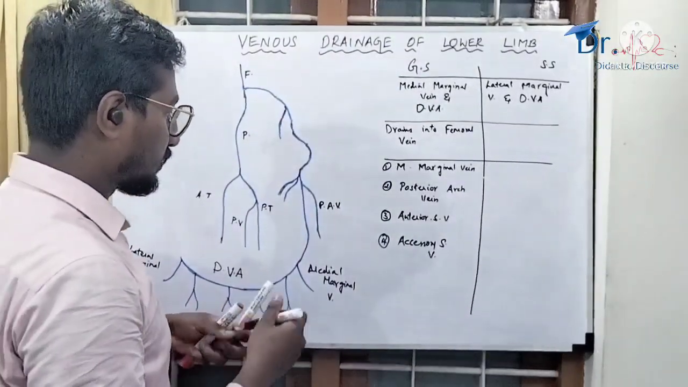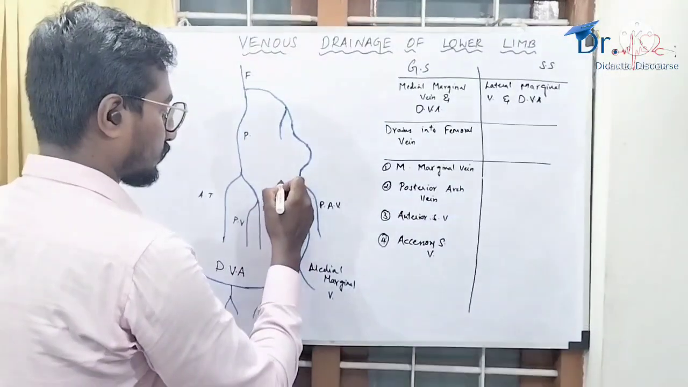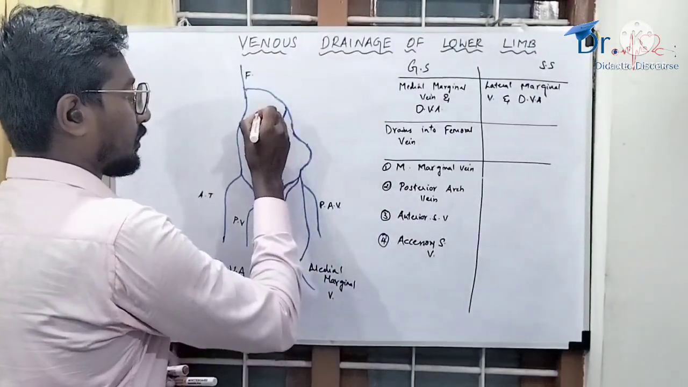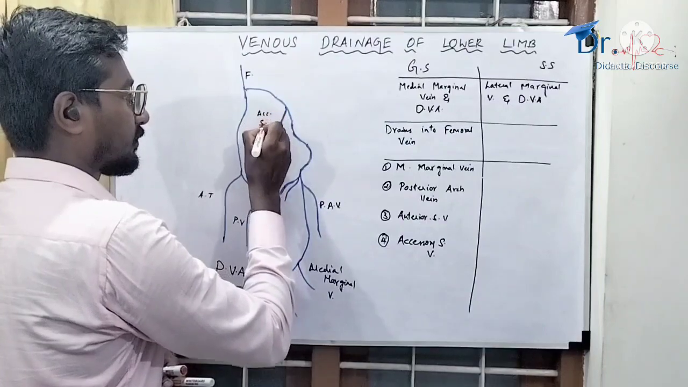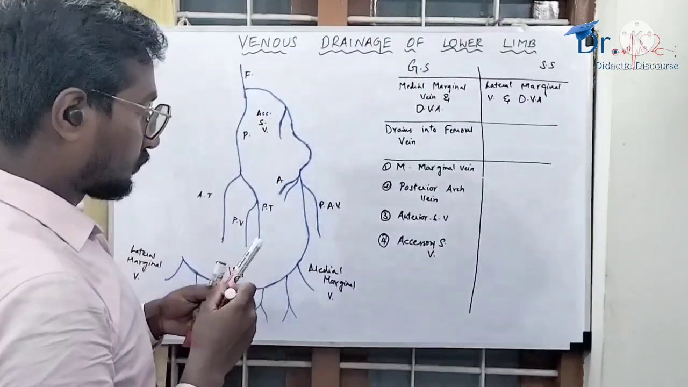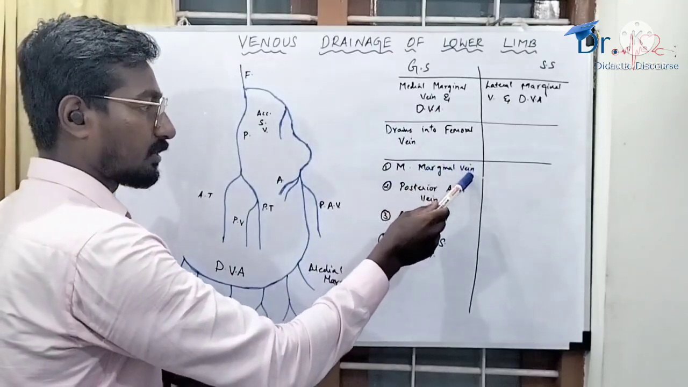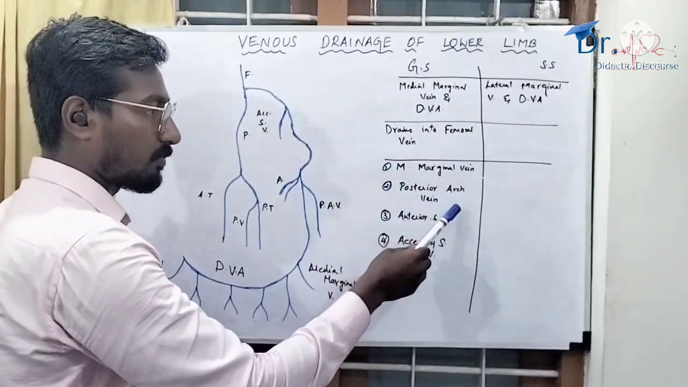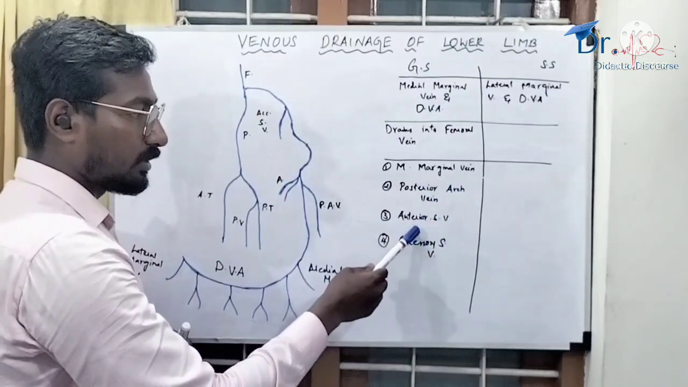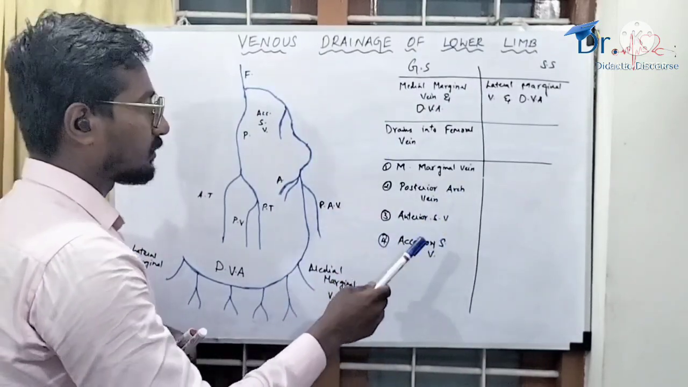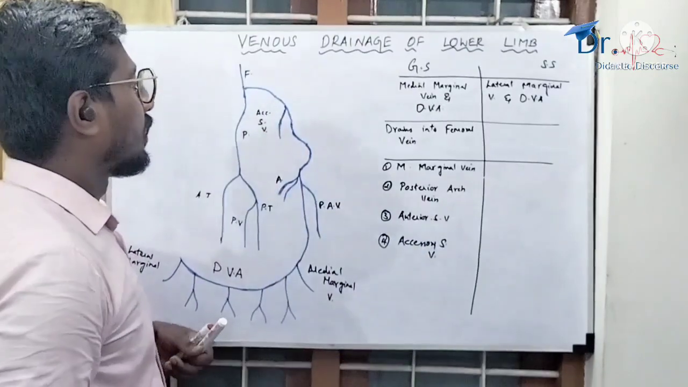So these are the anterior veins, and here you have the accessory saphenous vein. So at the foot you have the medial marginal vein. When it reaches the leg, you have the posterior arch vein. Below the knee, you have the anterior veins, and you have the accessory saphenous vein when it reaches the thigh.